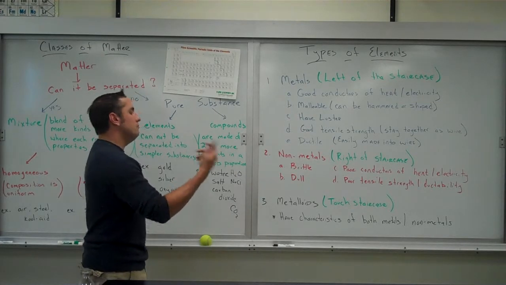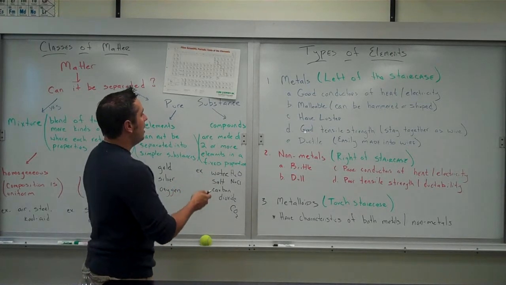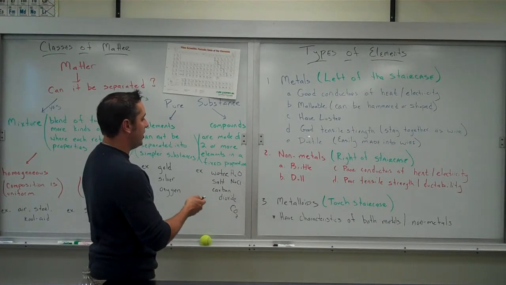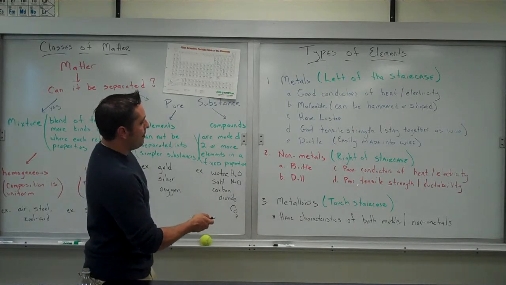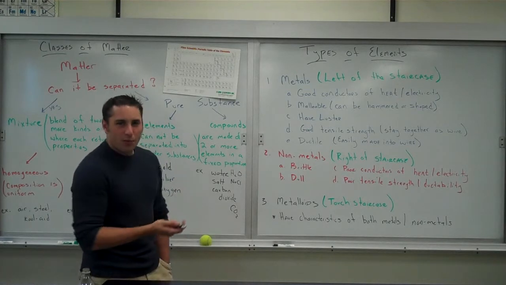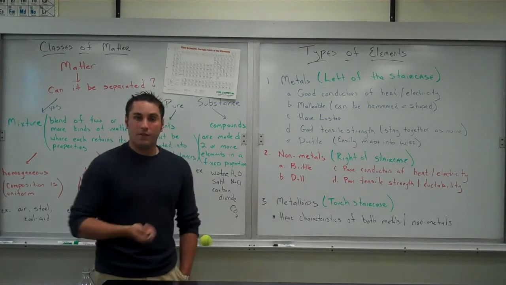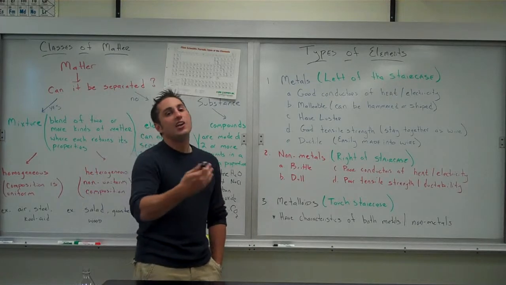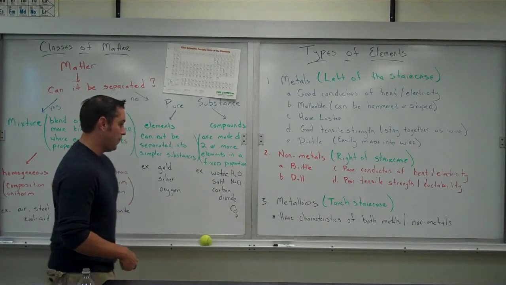Metals have luster, non-metals don't have luster. Metals have good tensile strength and are ductile. Non-metals have poor tensile strength and ductility. And the opposite of the word luster tends to be dull. If a metal is lustrous, it's shiny. Non-metals, the opposite, they are dull.